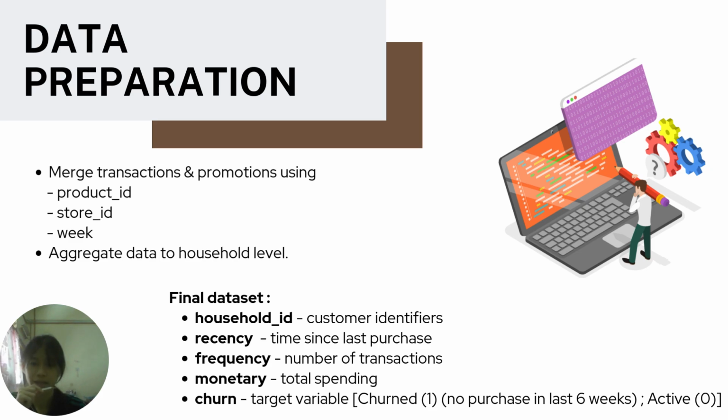For data preparation, the transactions and promotions were merged using the product ID, store ID, and week, and the data was aggregated to the household level. From this, we create the behavioral features including recency, frequency, and monetary value. Churn was defined as a customer who did not make any purchase in the last 6 weeks, and the final dataset was then used in RapidMiner to develop the churn prediction models.